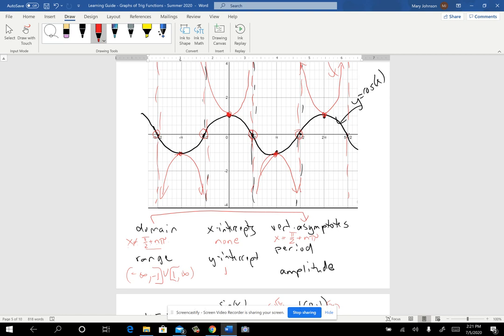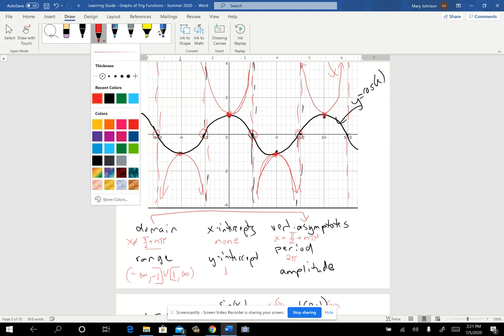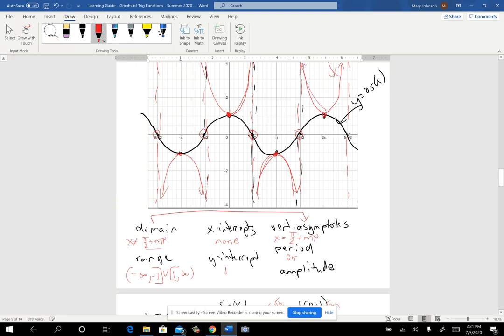Okay. All right, now the period for this is also going to be 2 pi. Okay, you don't get the repeat until after you've done that, and this little piece. Then you can start just repeating, taking a picture of that and copying it. Amplitude, we would say there's none. Okay. All right.